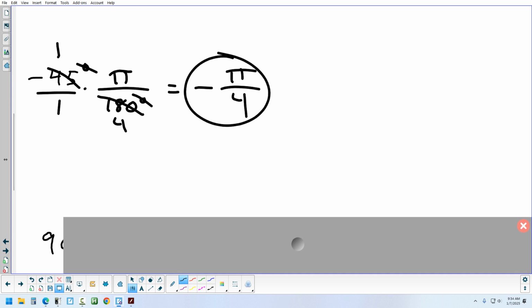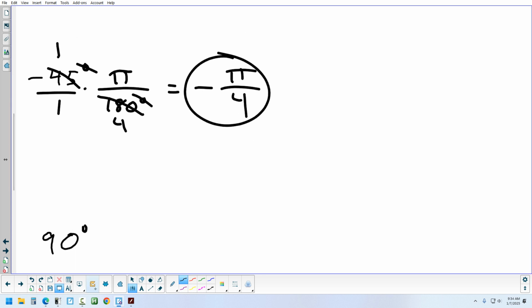Now, this one I want to try a little different. 90. We know negative 45 is negative pi over 4. So what's positive 45? Pi divided by 4. Just play with pi over 4. Now, I want to get 90, but I know 45. What do you have to do to 45 to make it 90? You have to multiply it by 2. You just have to double it. So what would you get if you double that?